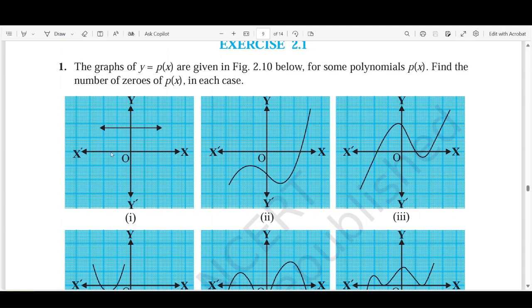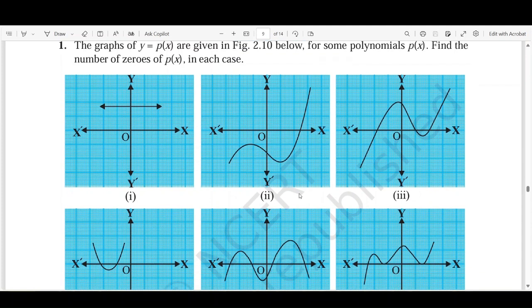Number 1, we have a straight line. So this straight line is parallel to the x-axis, but it is not intersecting the x-axis anywhere. Therefore, the number of zeros for this polynomial is 0. Moving on to case 2, here the graph intersects the x-axis exactly at 1 point. Therefore, the number of zeros is 1. And for the third case, it is intersecting at 3 points. Therefore, the number of zeros is 3.